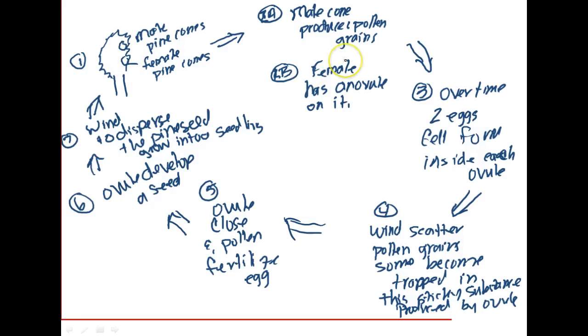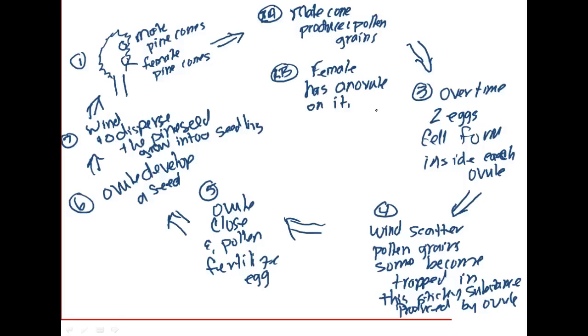And as these two end up meeting up, over time what's going to happen is that it's going to fertilize it. And so the wind blows and the pollen begins to get trapped on the sticky substance that's produced by the ovule. And the ovule is going to close with the pollen. It's going to fertilize that egg, and then that seed is going to start to develop. And as that seed starts to develop, then it's going to need to be dispersed to the ground, and it does that through wind, which you could see inside the pine cone that it had a little helicopter that helped it to ease into its landing. And then again, that will hopefully grow into a new type of tree.